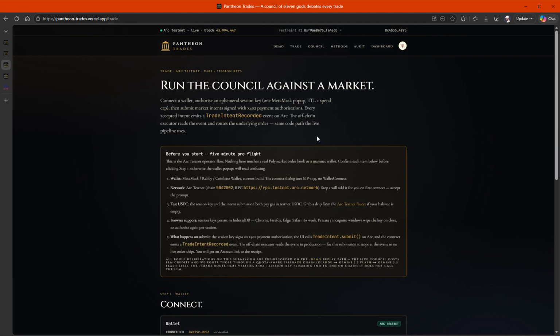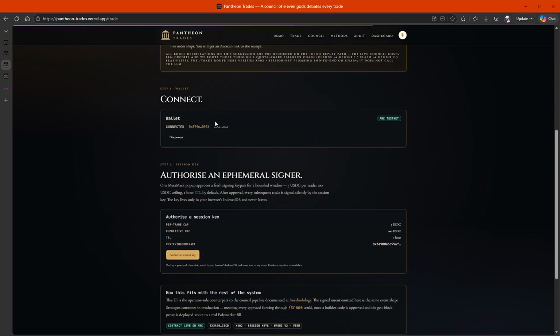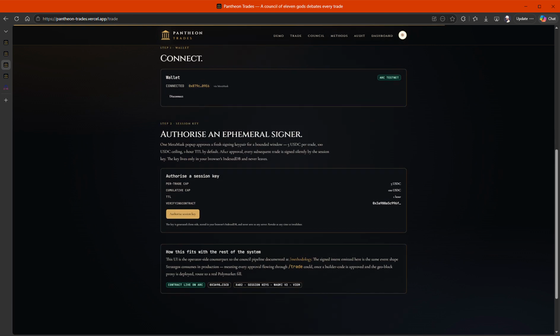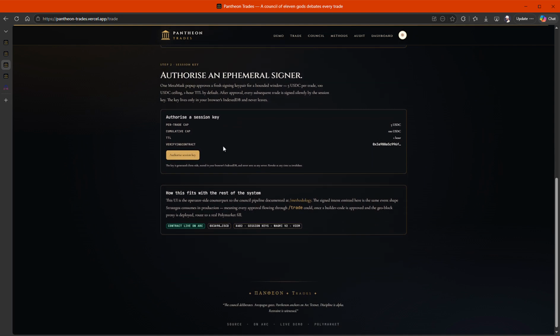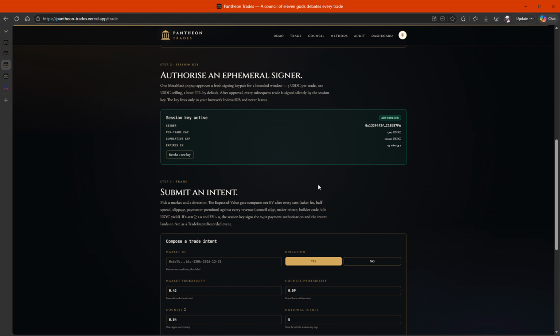Now this is the operator side, right? You can connect your own wallet through MetaMask for now, and you can add ARC testnet on the first click. It will drip the testnet USDC from the Circle faucet. Then they can authorize an ephemeral session key, one MetaMask pop-up, and that approves a TTL-bound signer with per-trade and cumulative spending caps versus an indexed DB. Right, let's just do this, and all good. Confirm, and we go back.